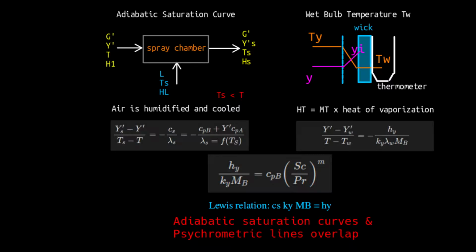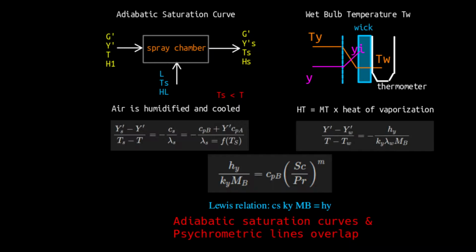Adiabatic saturation curve is the path each point in our tower will follow, as it is also adiabatic in nature. To determine this path, we use a spray chamber saturator, where a vapor-gas mixture at temperature T is contacted with a sufficient amount of liquid which is at adiabatic saturation temperature Ts. The gas will be humidified and cooled, so Ts is less than T. If sufficient contact was provided, the gas will saturate.